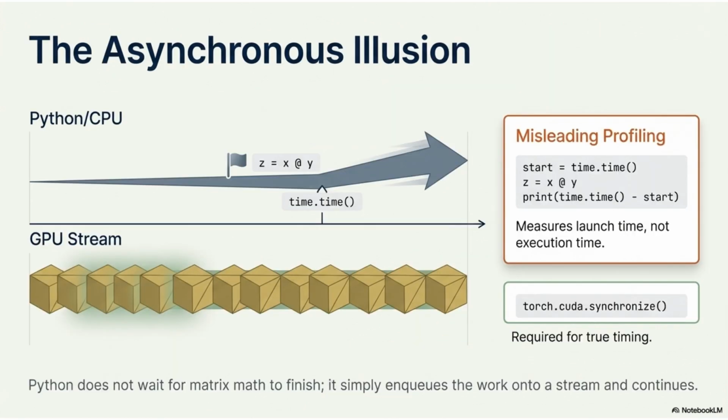Python is asynchronous and enqueues GPU work onto a stream before continuing. Simple time measurements often reflect launch time, not execution time. Use torch.cuda.synchronize for true timing.